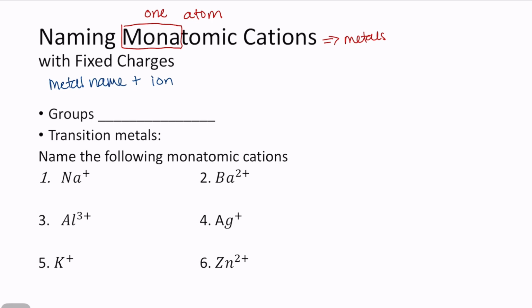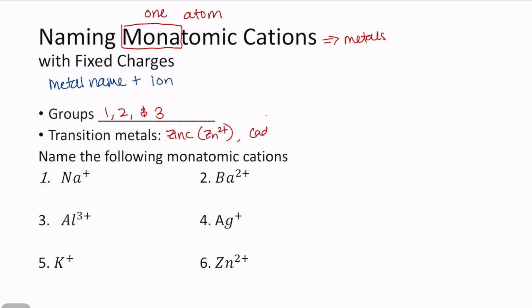Now, the ones that have fixed charges are going to be in groups 1, 2, and 3. And that is because transition metals generally have multiple charges. For this class, we are going to learn 3 transition metals that have fixed charges. So that is zinc. Zinc always has a 2+ charge. It will never have more than that.